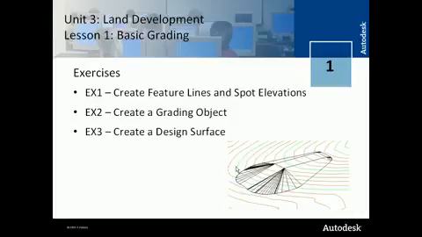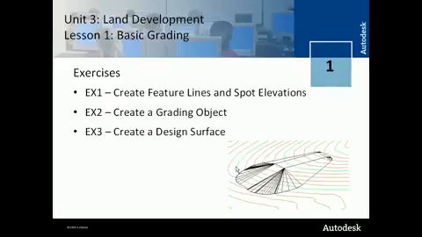Unit 3 on land development discusses the functionality in AutoCAD Civil 3D 2010 that can be used for site development, and these include things like grading, parcels, alignments, and pipe networks, and roads and corridors. More of the emphasis will be on site design for subdivisions, but the concepts can also be applied to commercial site designs and other types of site layout.